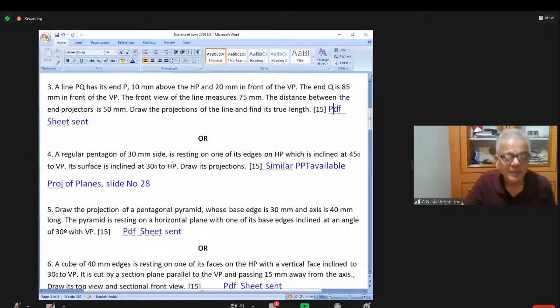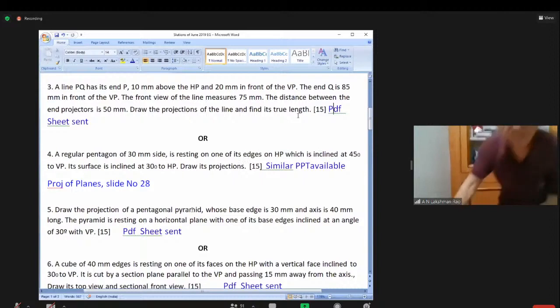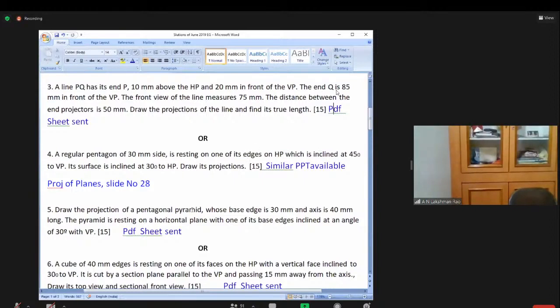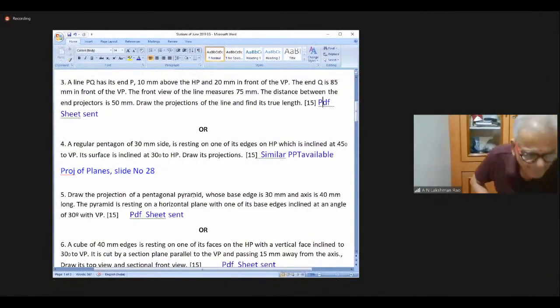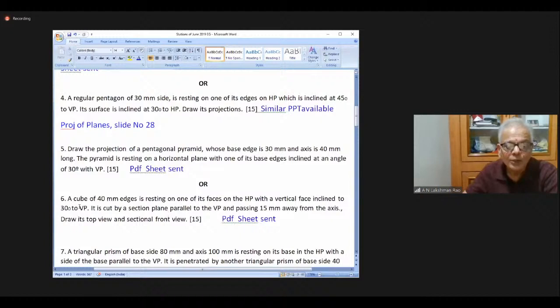Fifth question, projection of a pentagonal pyramid. PDF is already sent to you. A4 sheet already I have sent it. Now, cube problem yesterday I have sent.